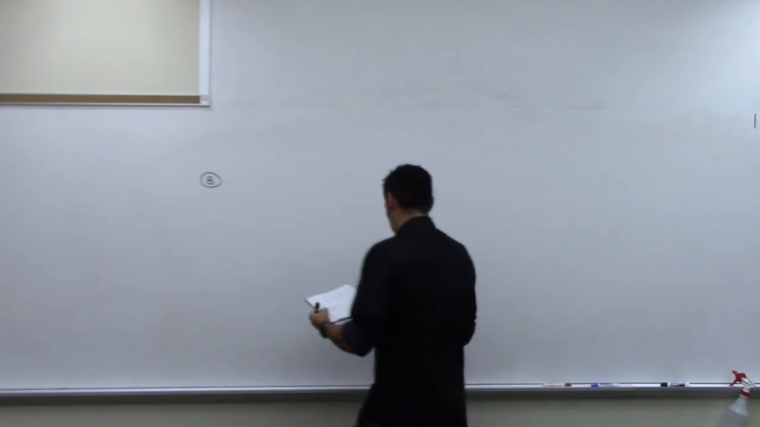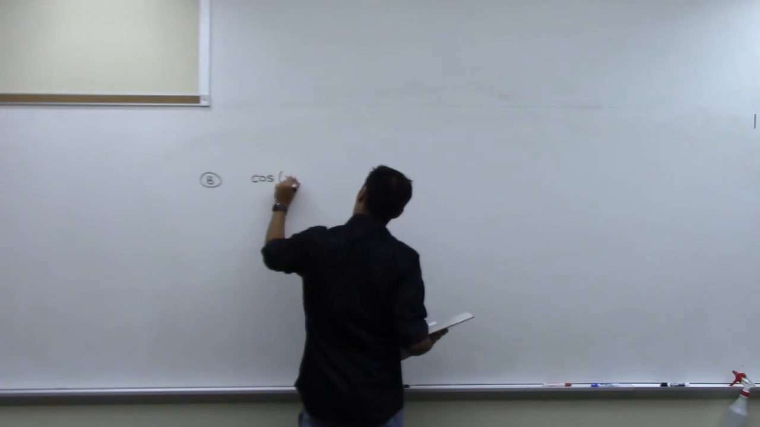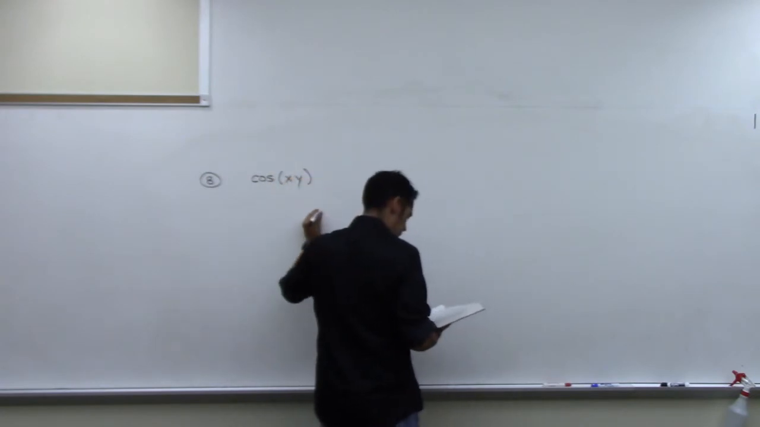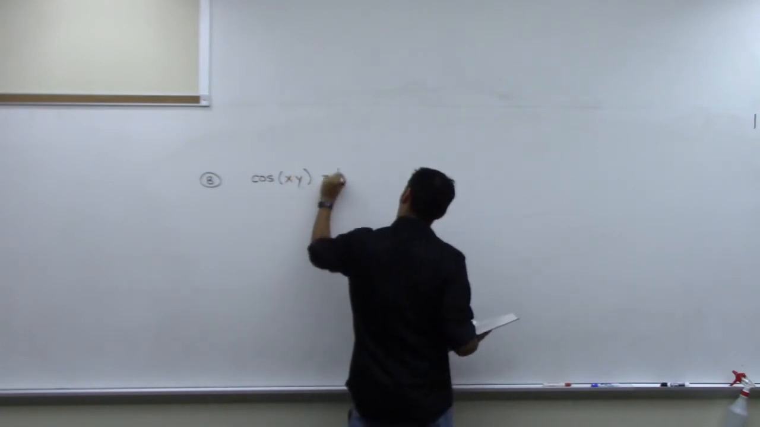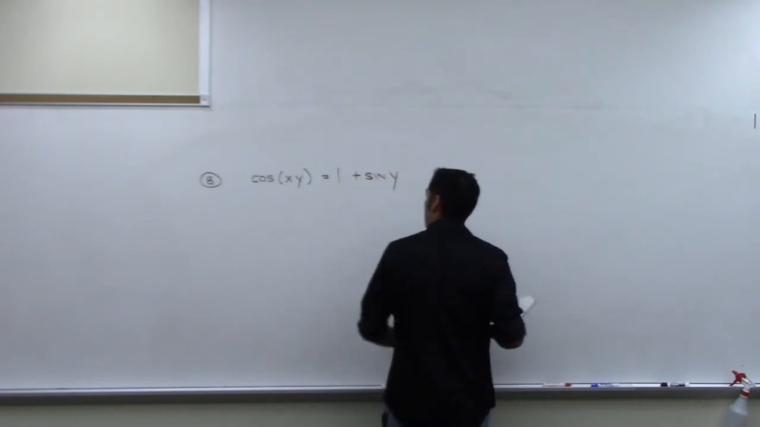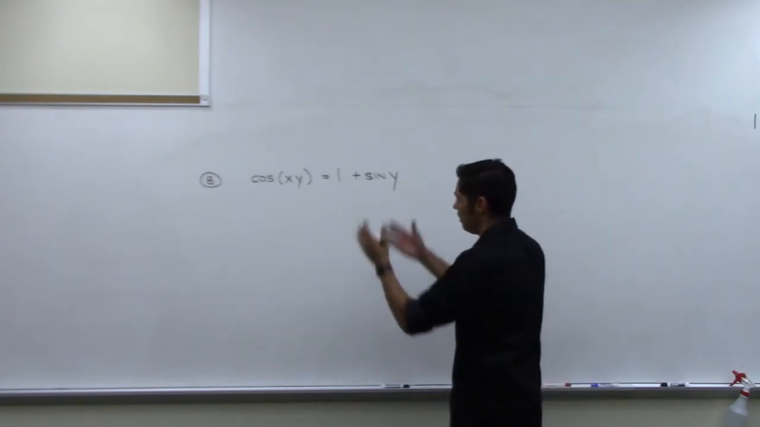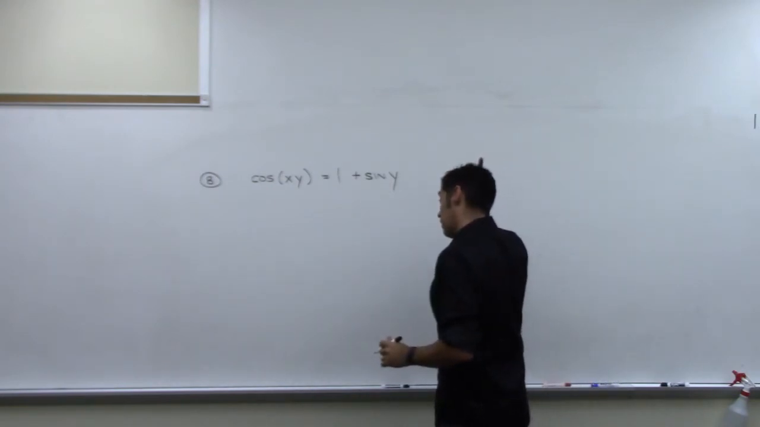But this is a good problem. Cosine of x times y equals 1 plus sine y. All right, so let me write this down. I want the derivative of the left and the derivative of the right.